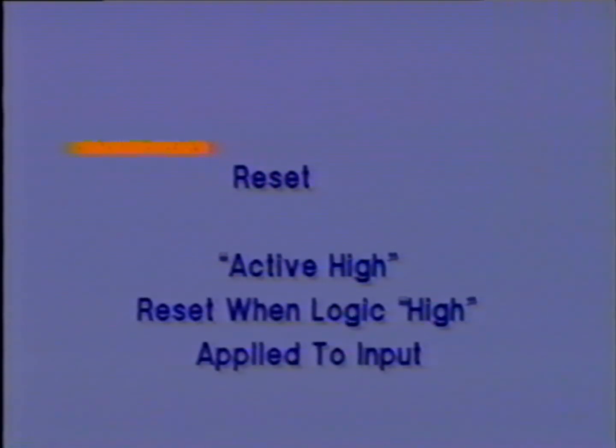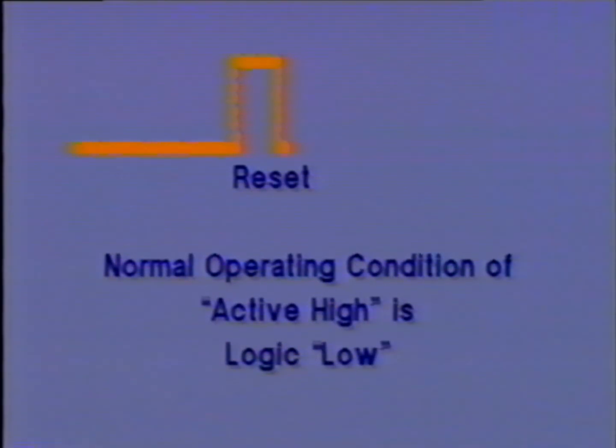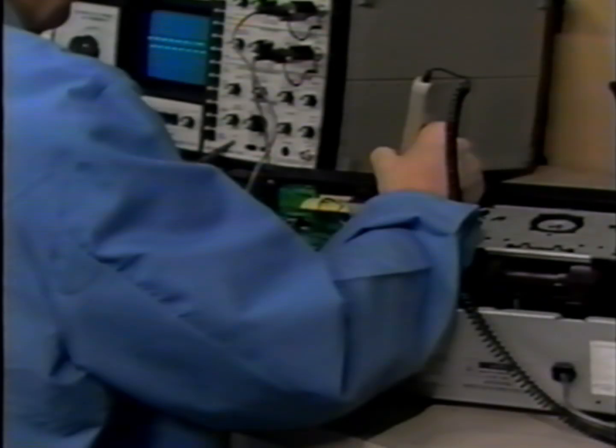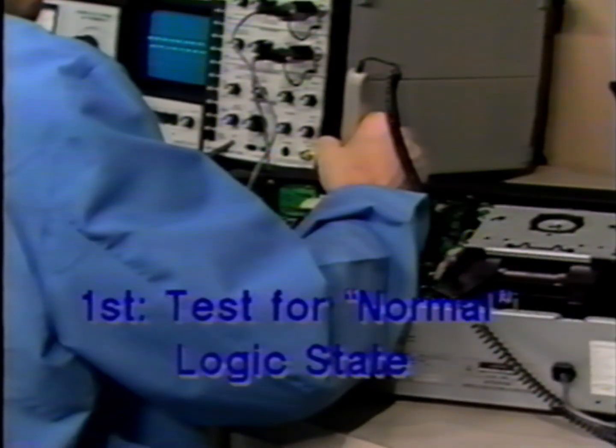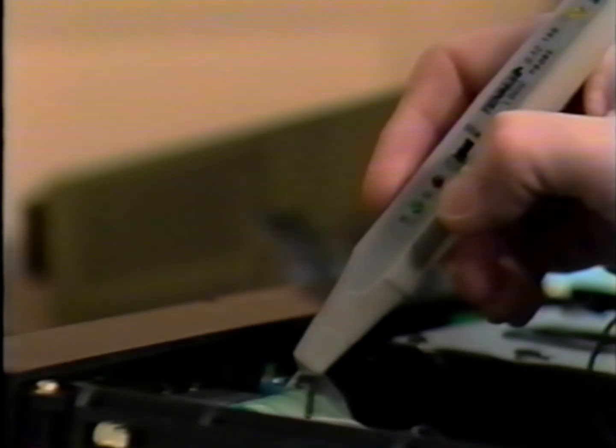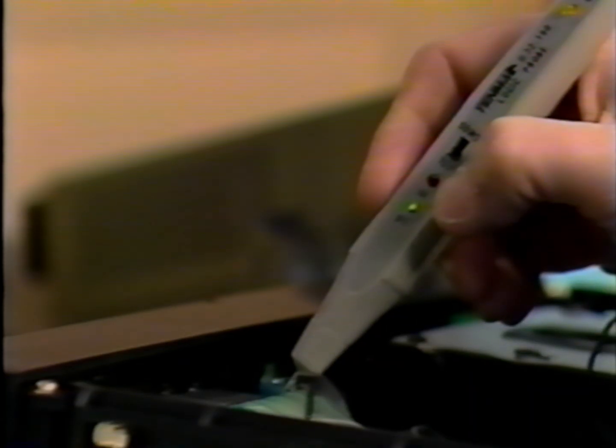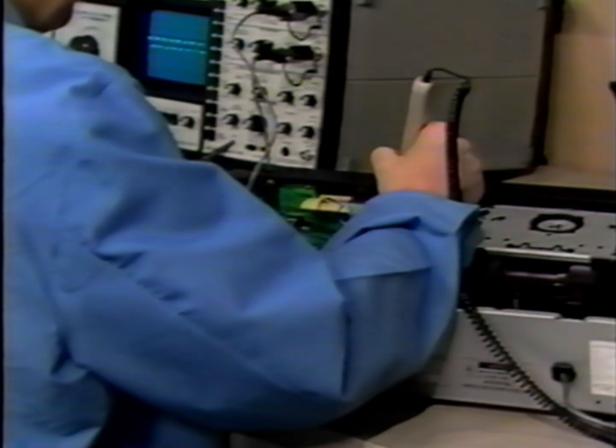Other microprocessors utilize an active high reset. These devices are reset when a brief high pulse is applied to the reset input. The normal operating condition of an active high reset is a logic low. The first test of the reset input is to determine if it is in the proper state for normal operation. This can easily be done by monitoring the reset line with the logic probe or oscilloscope.